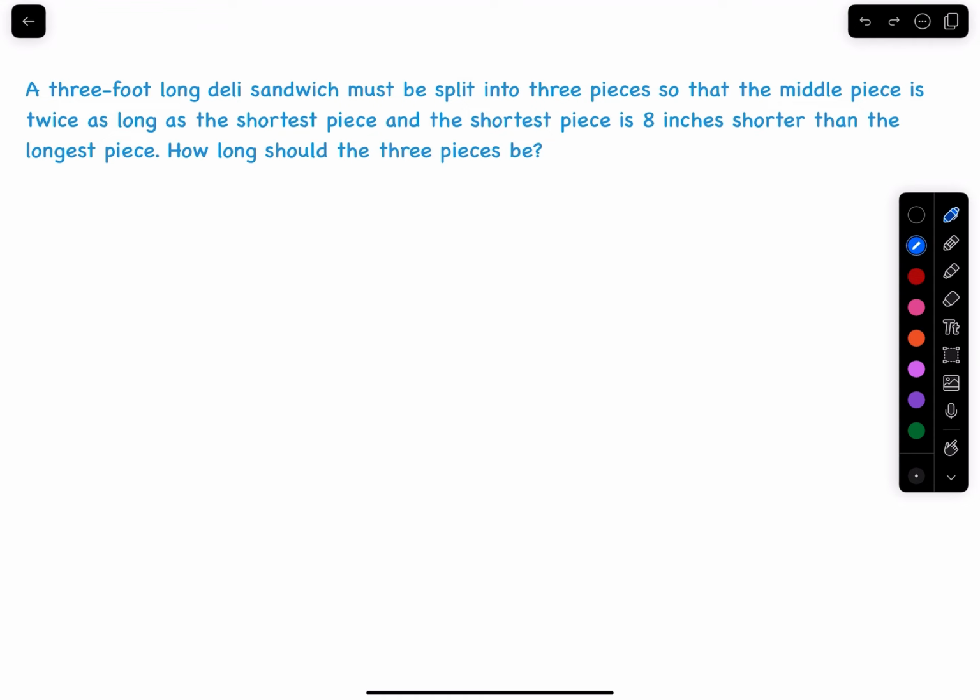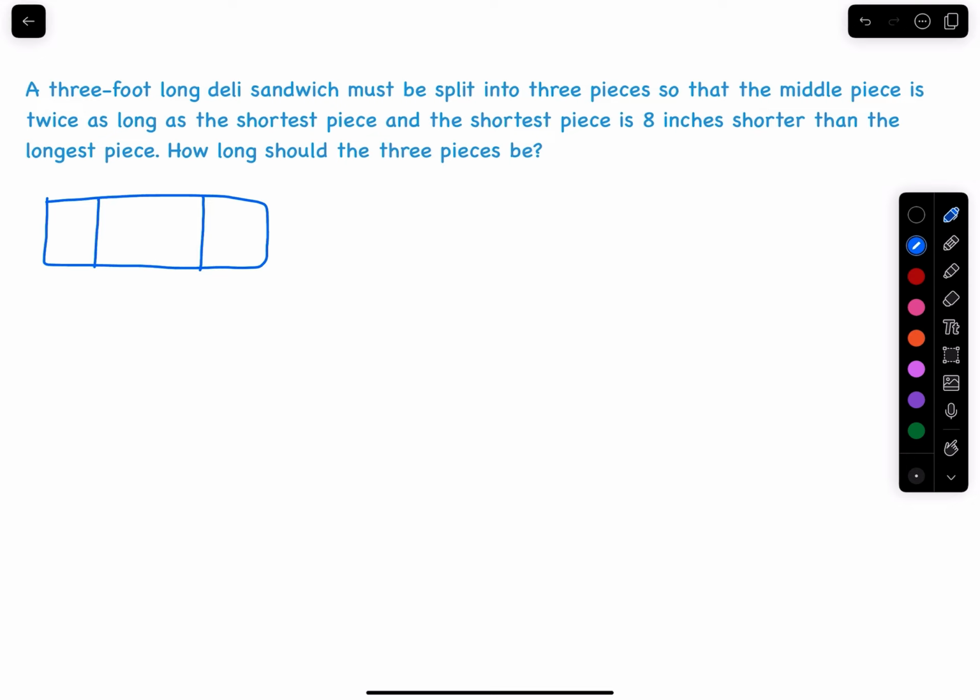So we have one sandwich. Okay, 3-foot long sandwich. I'm going to draw a rectangle. So this rectangle represents the sandwich. All right. I'm going to cut 3 pieces. It looks like they all have a different size. And I can see that the middle piece is twice as long as the shortest piece. So I am going to make the middle piece the biggest. And then the shortest piece is 8 inches shorter than the longest piece.